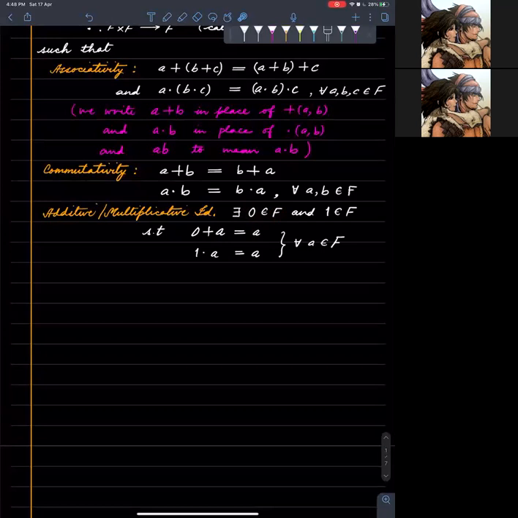So this is called the additive identity of the field, because additively it is behaving like an identity, it is not changing anything. Similarly, we insist that there is an element which we denote by 1 in the field, which behaves as a multiplicative identity. If you multiply it by an element, it does not change the element. And again, you can see that it has to be unique. So this is an axiom that we insist on in the definition of a field.